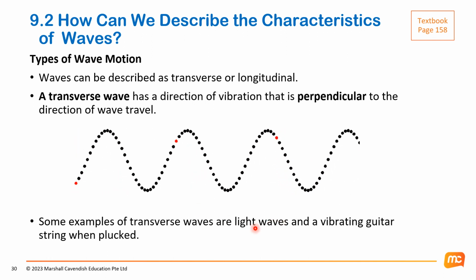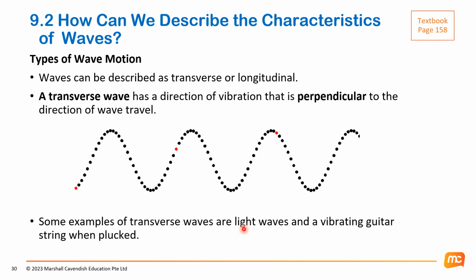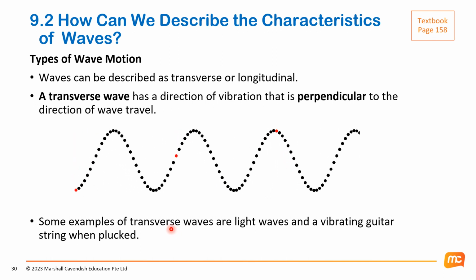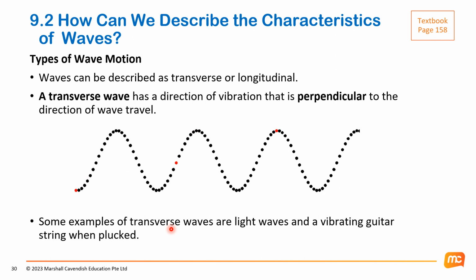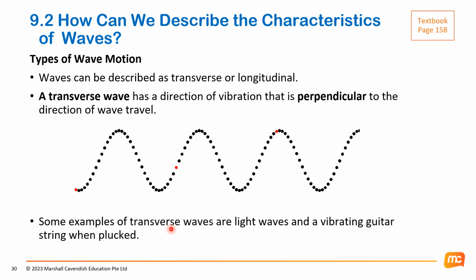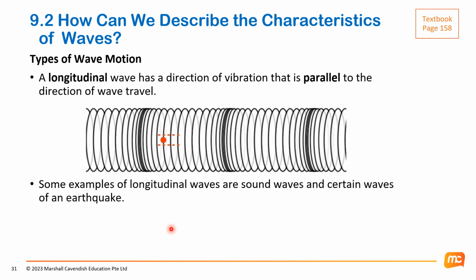And you can see over here two examples of transverse waves: light waves and a vibrating guitar string. So for any of you who play string instruments, whether it be guitar or violin, that's the type of waves that your strings are undergoing when they are plucked or bowed or whatever way that you play the instruments.